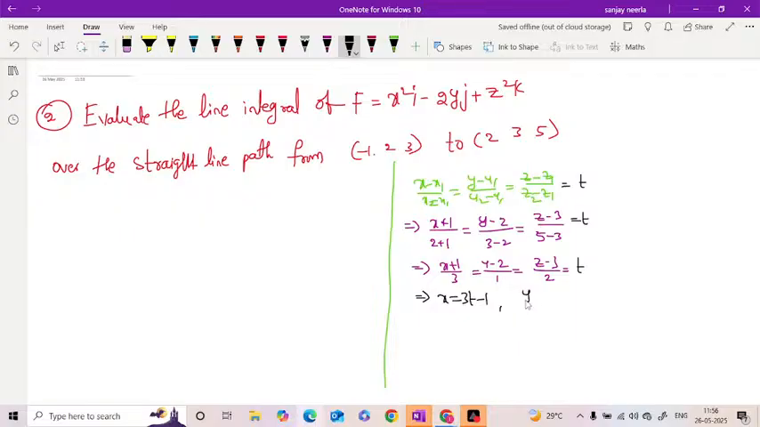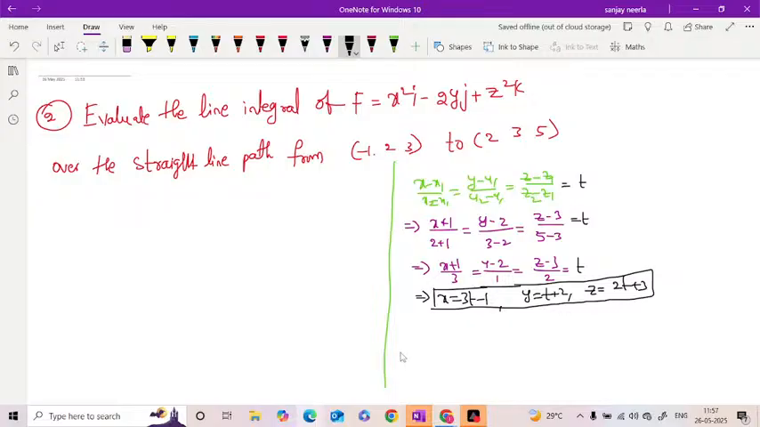What is the y value? Y is equal to t plus 2, and z is equal to 2t plus 3. This is now the parametric form: x is equal to 3t minus 1, y is equal to t plus 2, and z is equal to 2t plus 3.